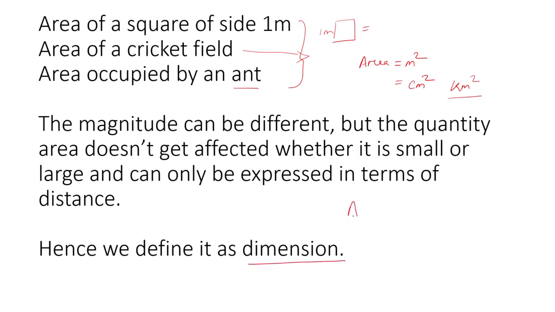That means to define area we have to use two length quantities, that is length into breadth. Suppose for a square of 1 meter square, if we calculate the area, it is the length squared, l into l. So in this case, the area doesn't get affected whether it is big or small, but the dimension of area never gets affected. And we will see in the next examples that it will be clear what dimensions are and how different quantities or dimensions are expressed.